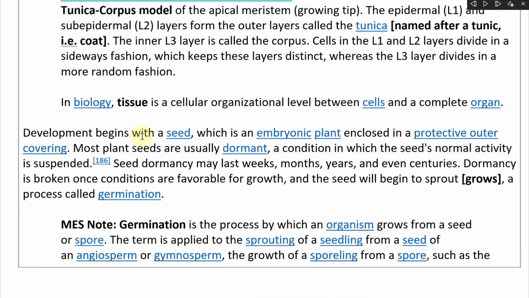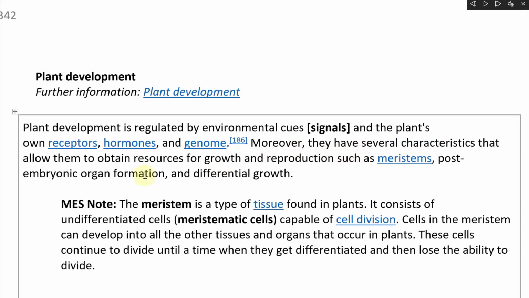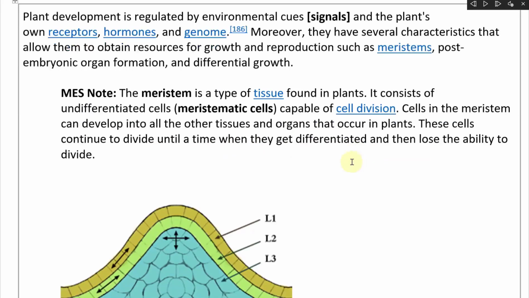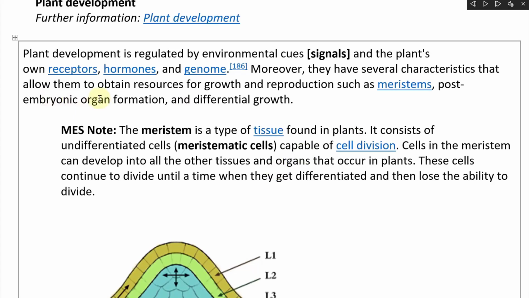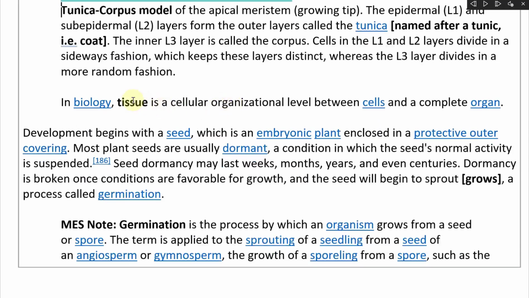So development begins with a seed, which is an embryonic plant enclosed in a protective covering. Let's go back here, to this part right here. Moreover, plants have several characteristics that allow them to obtain resources for growth and reproduction, such as meristems, that sideways growth there. And then post-embryonic organ formation: after the embryo, you form organs. You also have differential growth. It grows differently in different areas. So let's go back here.